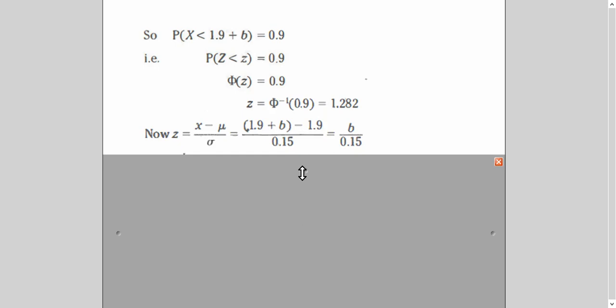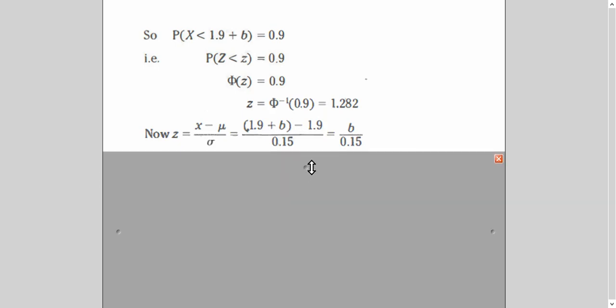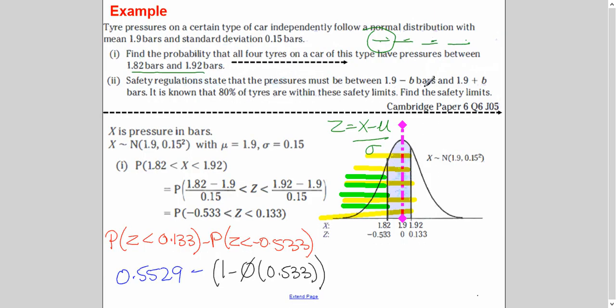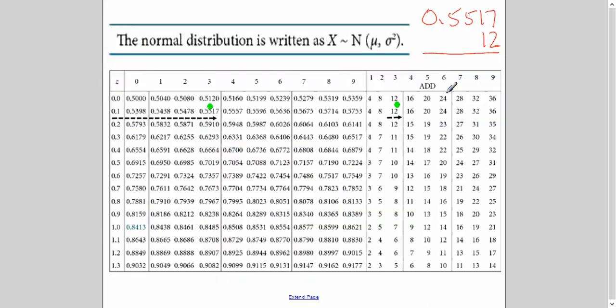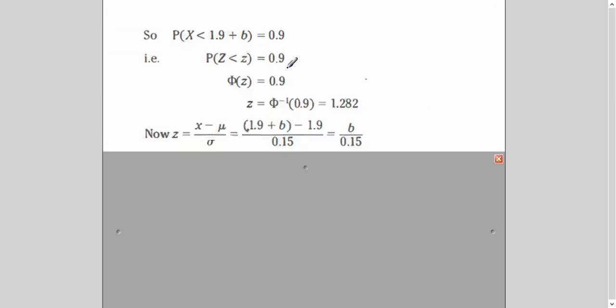Now you have to find out what? You have to find out the value of b. If you remember the question, find the safety limits. So not just the value of b, but the actual value of x, which is 1.9 minus b and 1.9 plus b. So of course, if you know b, you will add it to 1.9 and you will subtract it, and you will get the actual safety limits, right? So now in this question, we have found the z value is 1.282.